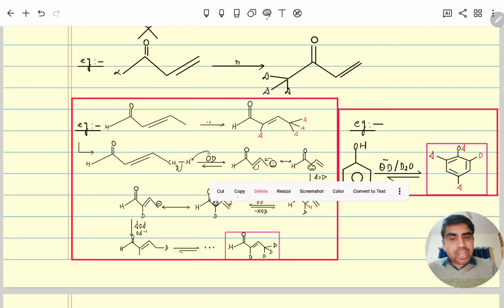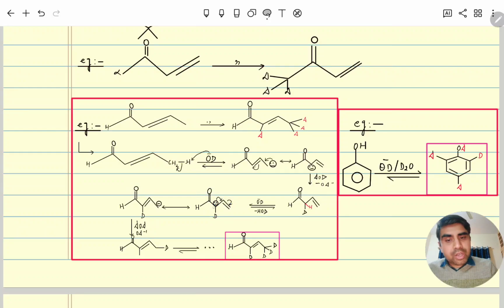Again OD minus will abstract and it will become HOD, correct? And this negative charge will again move from here to here, this resonating structure. And now here again DOD will give one deuterium. After that again OD minus will abstract another hydrogen, then again DOD will give one deuterium. Again OD minus will abstract one hydrogen, again DOD will give one deuterium. Means OD minus came out, so OD minus is behaving as a catalyst. It is in basic medium, it is catalyzed.